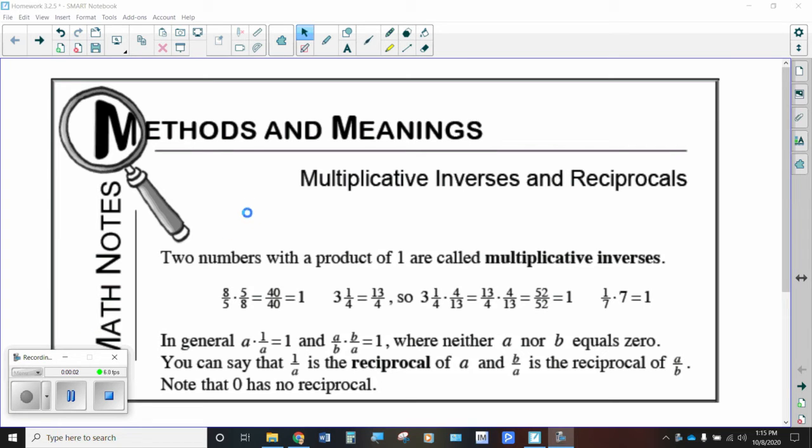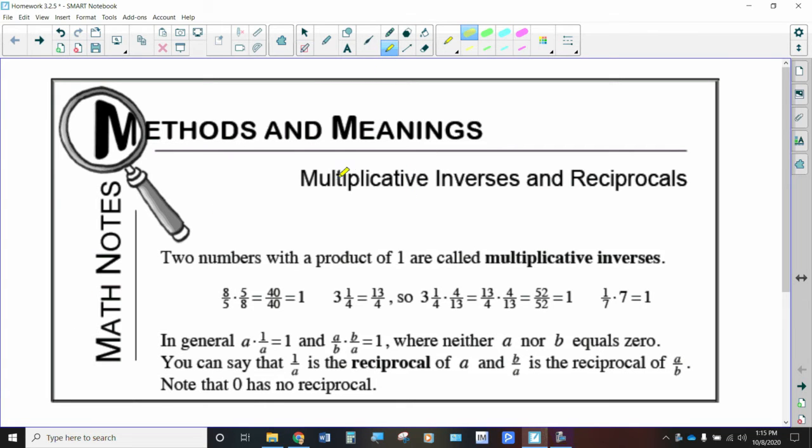Alrighty, let's take a look at our homework that we have for lesson 3.2.5. Starting off with M&Ms, the basic idea here is the term multiplicative inverse is a fancy way of saying reciprocal. So when do we use the multiplicative inverse or reciprocals? Well, this is a process that is helpful when we are learning about dividing fractions.